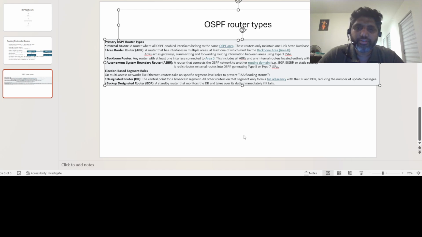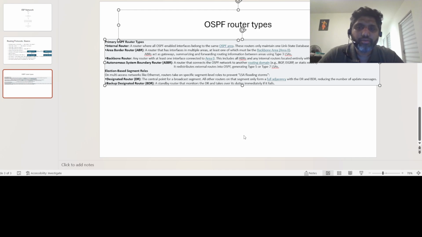The first one is the internal router. A router where all OSPF enabled interfaces belong to the same OSPF area is called an internal router with respect to that particular area. Let's say area 1, right? So if the router's interfaces which are mapped to OSPF are all in the same area, that is area 1, then it's called an internal router.